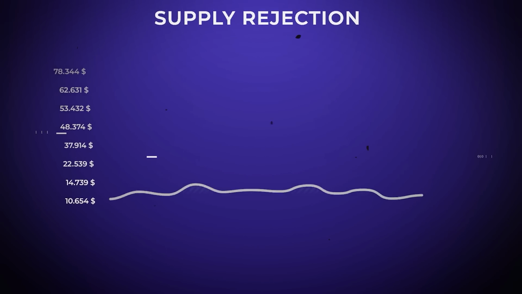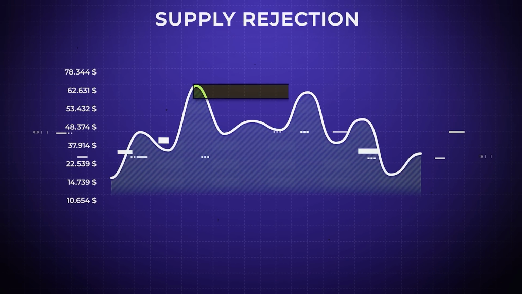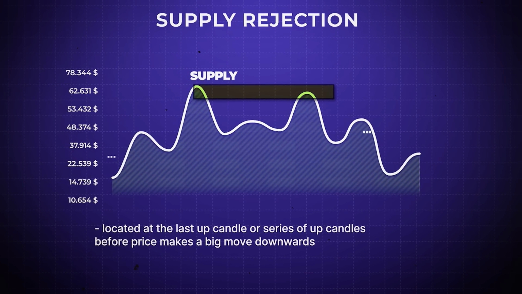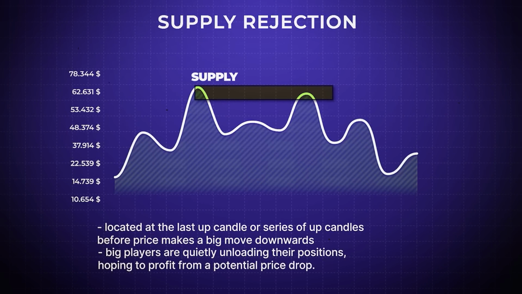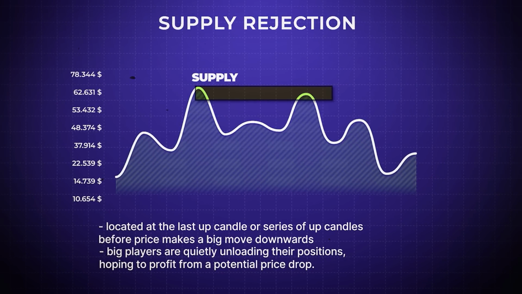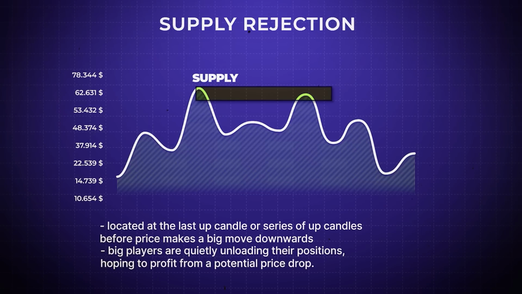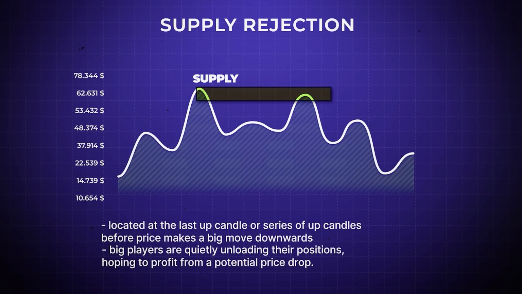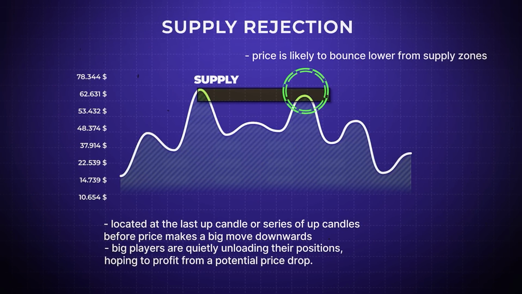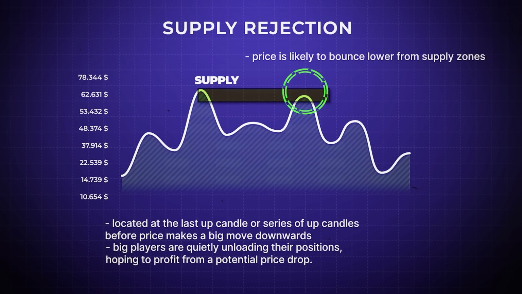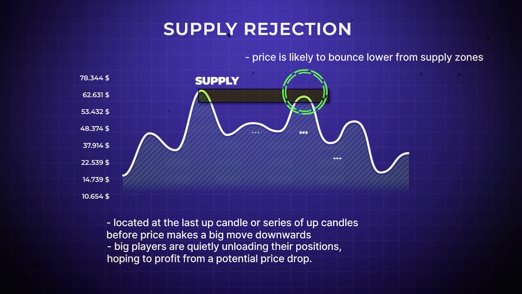A supply zone is located at the last up candle or series of up candles before price makes a big move downwards. This is where the big players are quietly unloading their positions, hoping to profit from a potential price drop. Supply zones act as strong resistance levels, where price is likely to stall or even reverse lower.